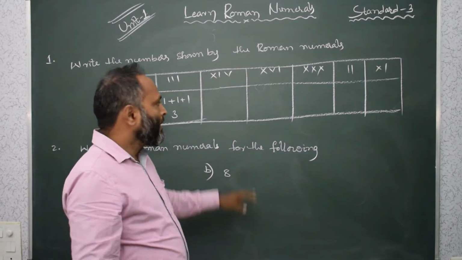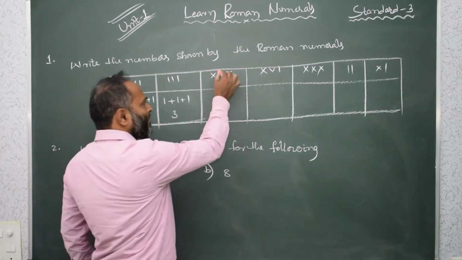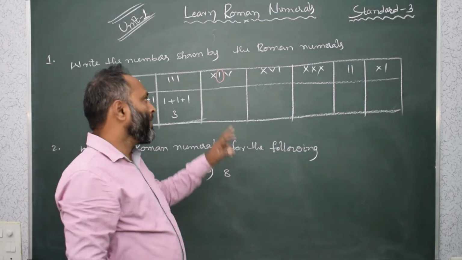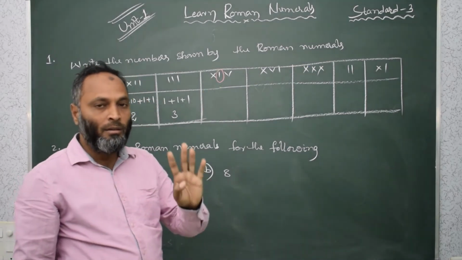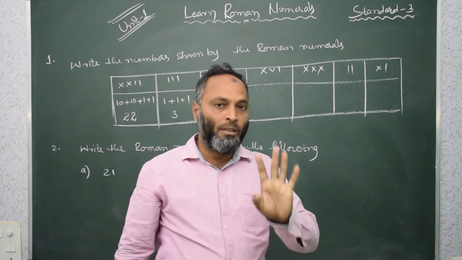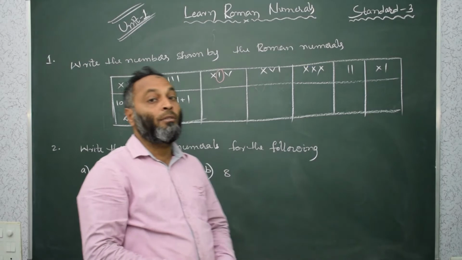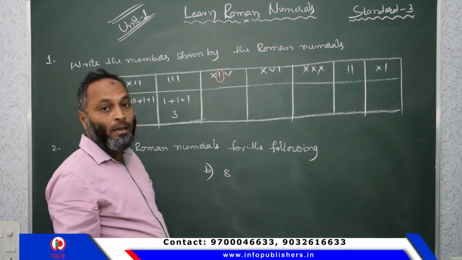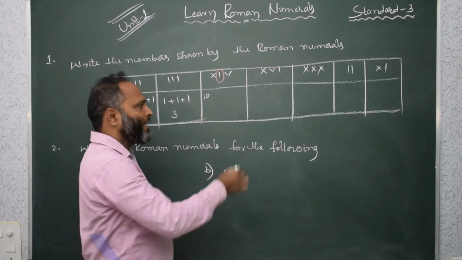And here in the next, XIV. This is a smaller Roman numeral. The smaller Roman numeral is in between the two bigger Roman numerals. So according to our fourth rule, whenever the smaller Roman numeral is in between two bigger Roman numerals, what do we have to do? We have to take first whatever the bigger Roman numeral is, that number we have to write first, 10, and keep plus.